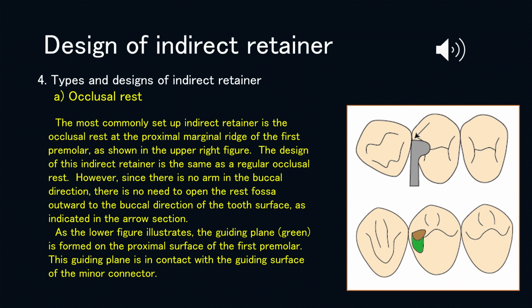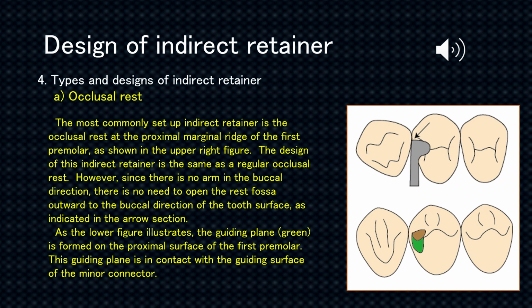4. Types and designs of indirect retainer. A. Occlusal rest. The most commonly set up indirect retainer is the occlusal rest at the proximal marginal ridge of the first premolar, as shown in the upper right figure. The design of this indirect retainer is the same as a regular occlusal rest.